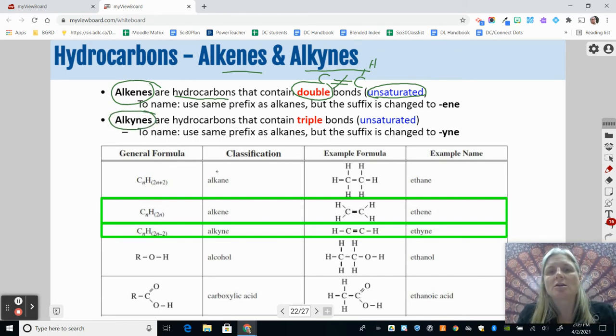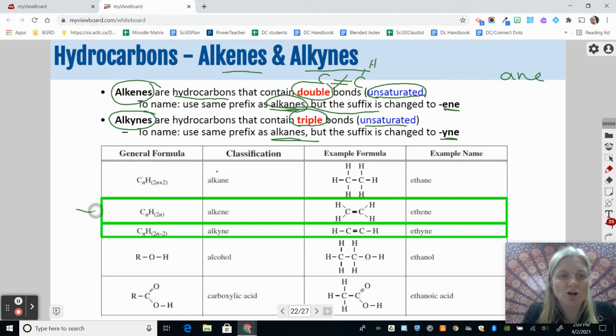Alkynes contain triple bonds, and they are also unsaturated because they have these extra bonds to each carbon instead of having all their bonds to hydrogen. So when we name these, for alkanes the ending is A-N-E, like propane, but it's going to change to E-N-E, so propene. And if there's a triple bond in there, it's propyne.